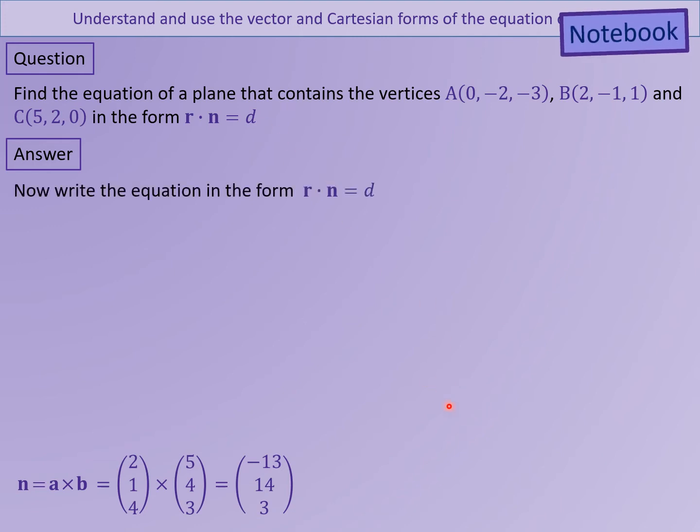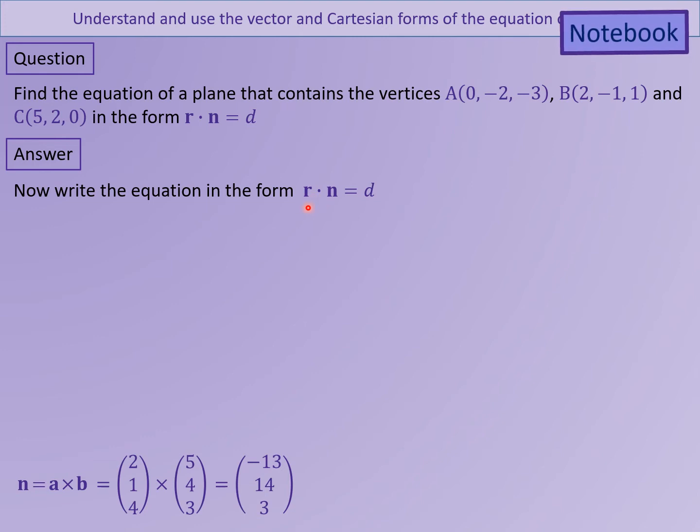How do I go about working out the d value? Because now I've got x, y, z dotted with minus 13, 14, 3 equals d. Now the r value, the x, y, z, can be any point on the plane. It actually represents every point on the plane. So I could use any point to help me work out the d.